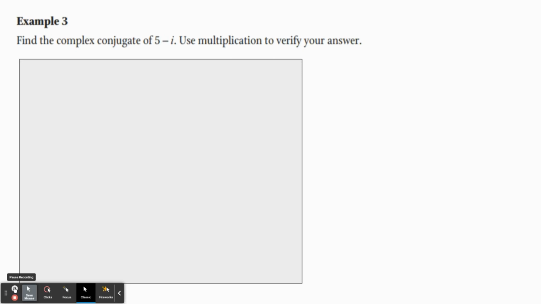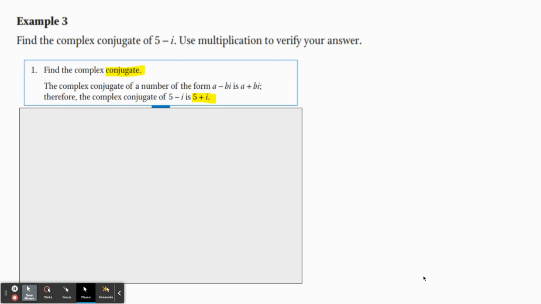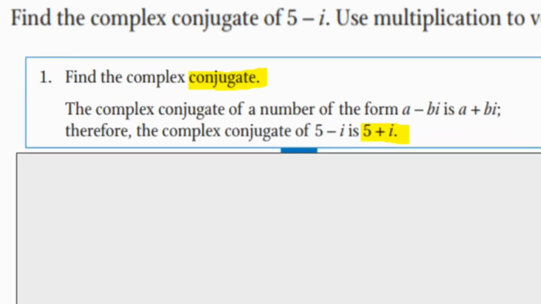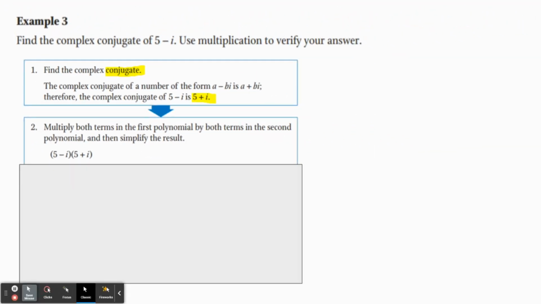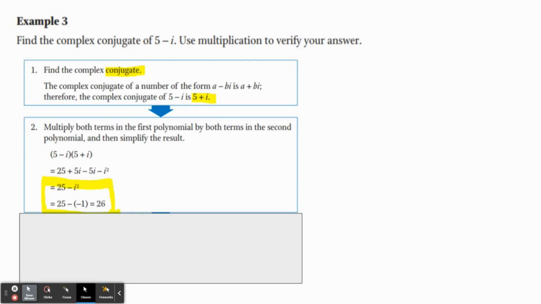Example 3 says, find the complex conjugate of 5 minus i. Use multiplication to verify your answer. So for a complex conjugate, remember, only take the opposite of the imaginary component. So if it's 5 minus i, we're going to make the conjugate 5 plus i. And then let's multiply them together. Let's see if it's actually the complex conjugate. If it is, that means our final answer will not have an imaginary component in it at all.